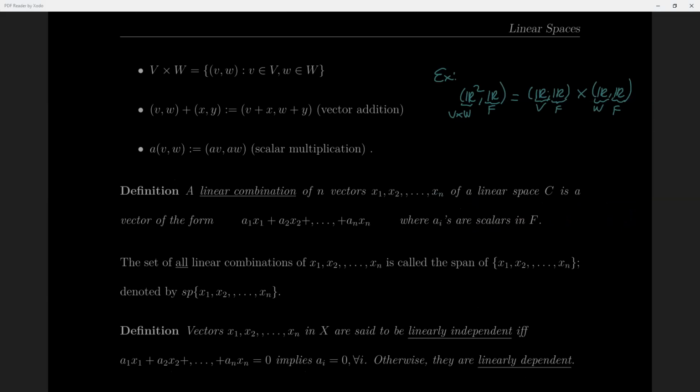And another important definition is coming. One of them is the linear combination of vectors. The linear combination of n vectors of a linear space X is a vector of the form a1 x1 + a2 x2 + ... + an xn, where the ai's are all scalars in F. So a linear combination is just you multiply all of these vectors with a scalar from the field, and you sum up the resulting vectors. The set of all linear combinations of x1, x2, ..., xn is called the span of these vectors, and it is denoted by sp(x1, x2, ..., xn). Sometimes we use a capital S for span.